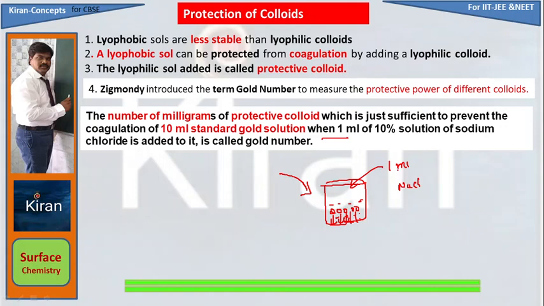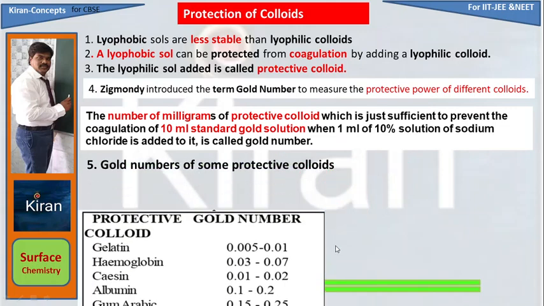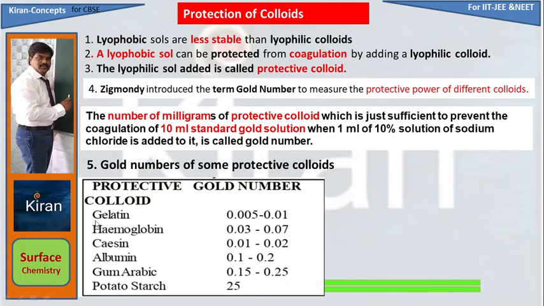Here they mentioned 1 ml of 10% solution, you can check with. So each and every protective colloid has a fixed number. I am going to give the list. Gelatin is 0.005 to 0.01 milligrams. When you add it, the colloidal solution will be stable. It will not coagulate.